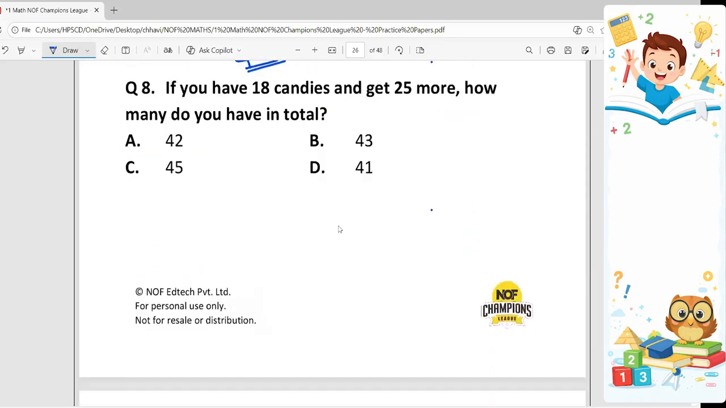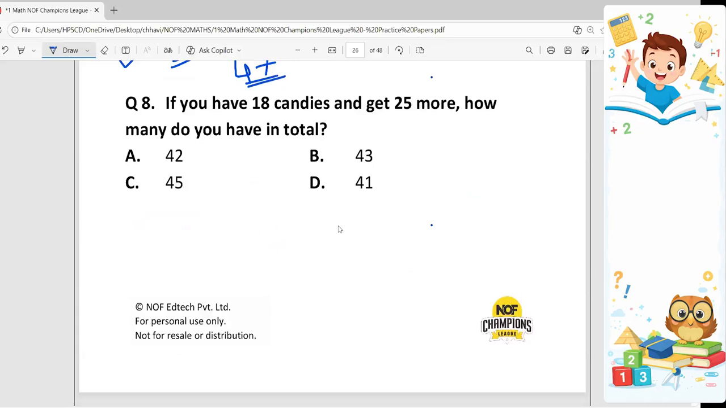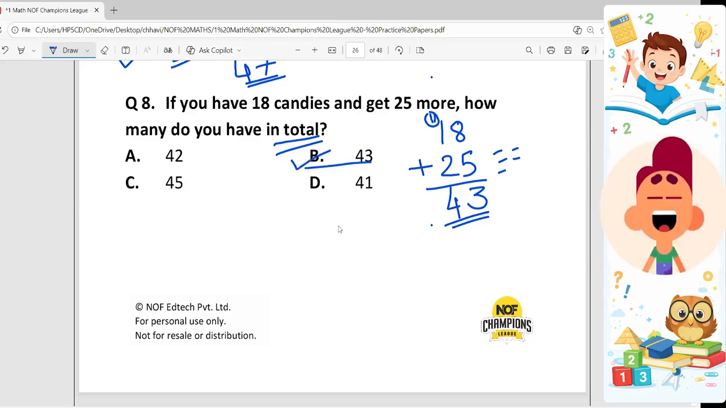Eighth question. Don't get confused by whatever method of adding I am using. If you have 18 candies and get 25 more, how many do you have in total? Total means you have to add the numbers. So 18 candies plus you got 25 more. Now 8, 9, 10, 11, 12 and 13. So 13, 3 here and 1 carry. Now be careful. 2 plus 1, 3 and plus 1, 4. So 43 is the correct answer. 43 is option number B. The question 8 correct answer is 43, B.